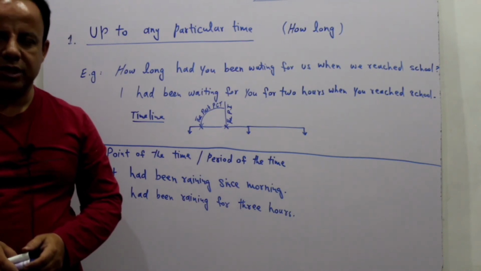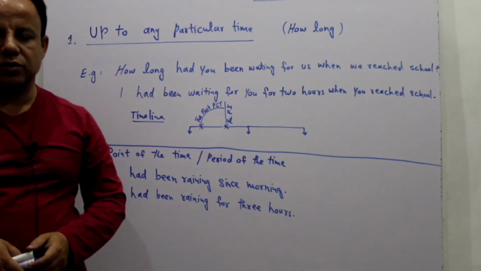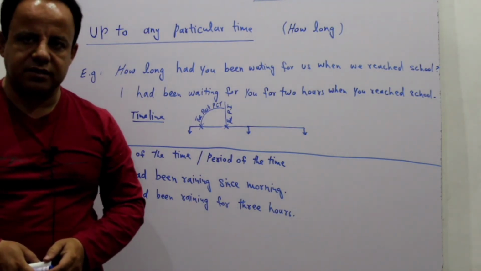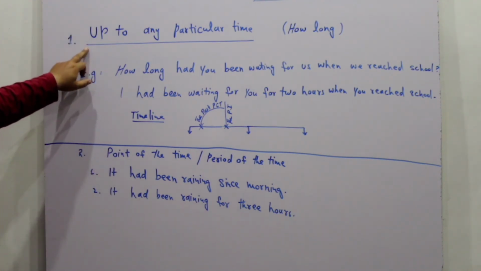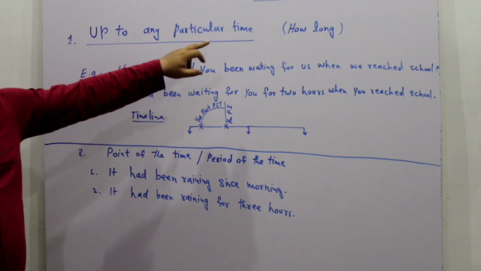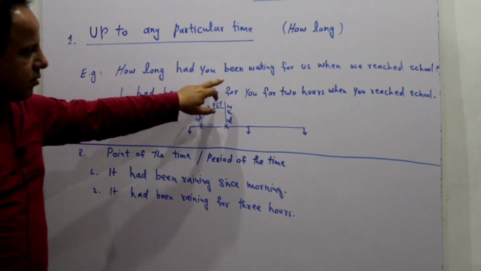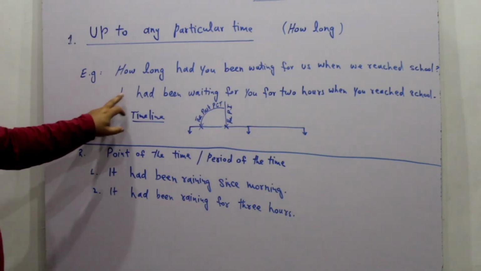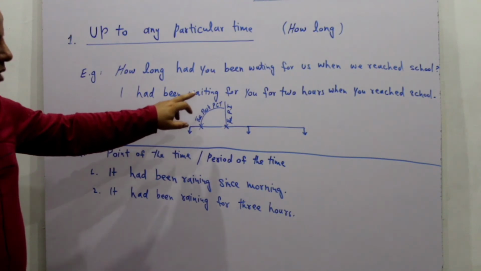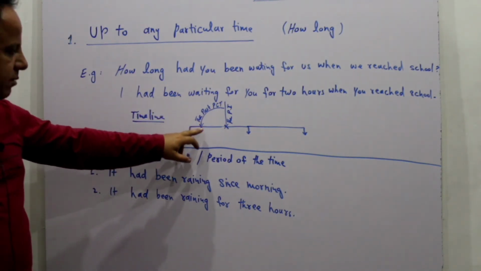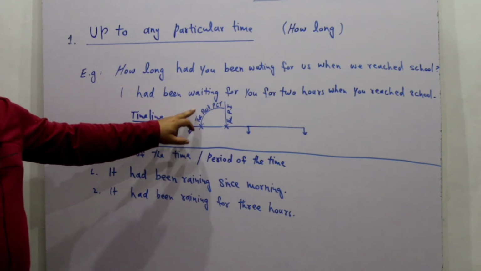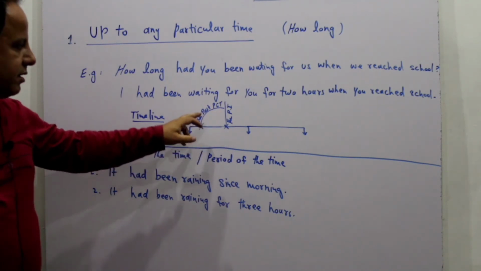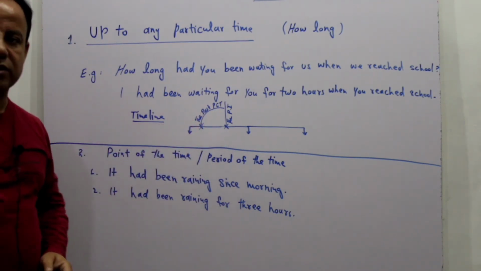It is used up to any particular time, or it is used to show the duration or the period of the time. Let's go and see some examples to understand the differences. You can find here up to any particular time. It means how long. How long had you been waiting for us when we reached school? Someone is asking up to any particular time. So the answer is, I had been waiting for you for 2 hours when you reached school. Now here you can see the timeline. The action was continued up to any particular time, and there was an interruption of the past indefinite tense, but here it is also mentioned how long the action was continued.